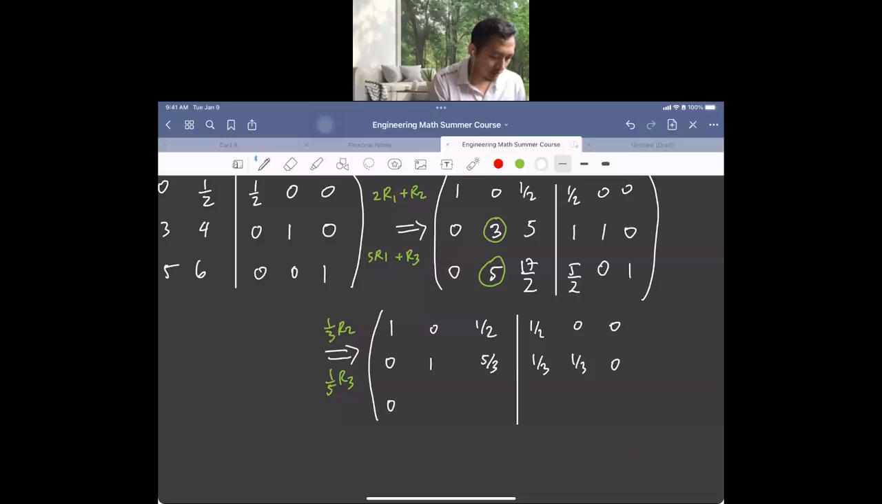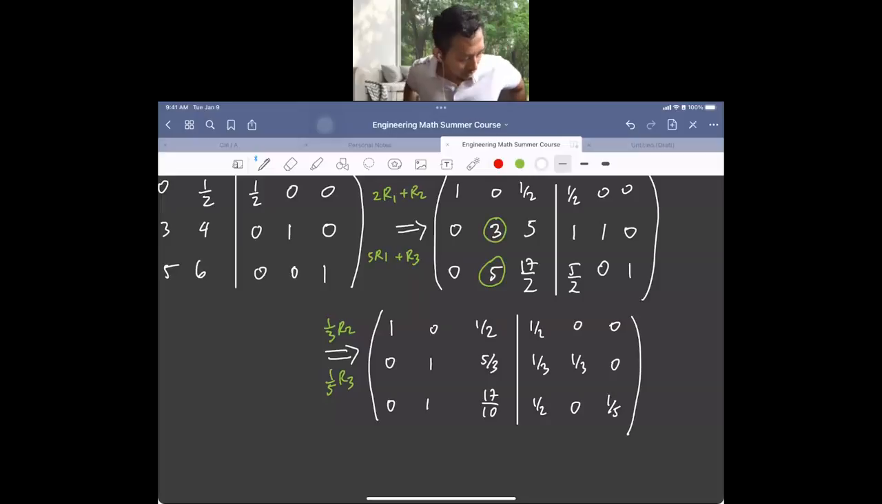And this is 1 over 3, 1 over 3, 0. And then 0, 1, and then this will be 17 over 10. Okay, 5 over 10 is 1 over 2, 1 over 2. And then 1 over 5.